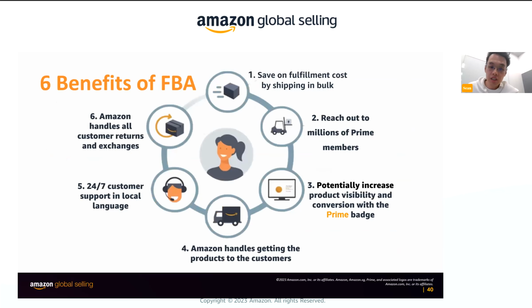So the 6 benefits of FBA are to save on fulfillment costs by shipping in bulk, reach millions of Prime members, potentially increase product visibility and conversion with the Prime badge, and let Amazon handle getting the products to your customers within 2 days. And also we support 24/7 customer support in local languages, and we handle all customer returns and exchanges.